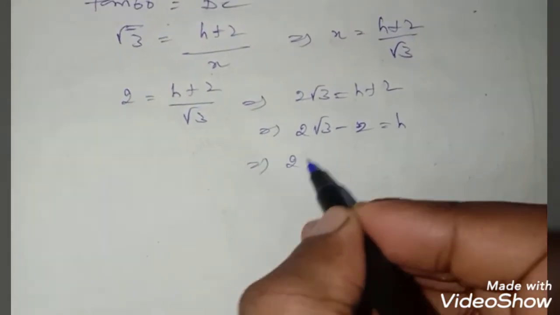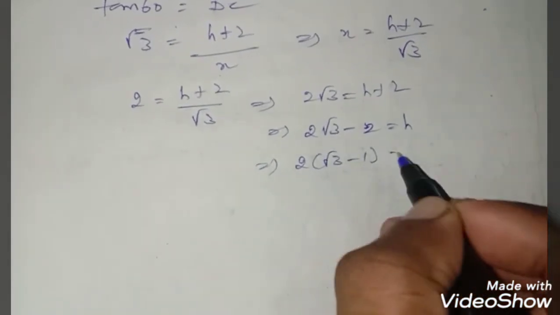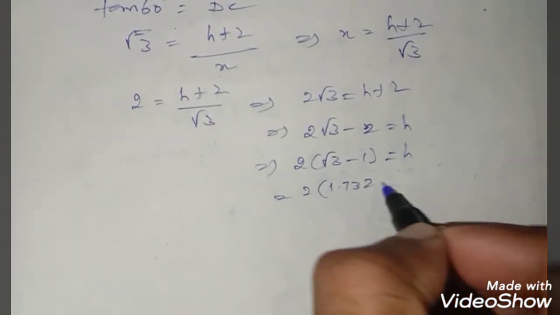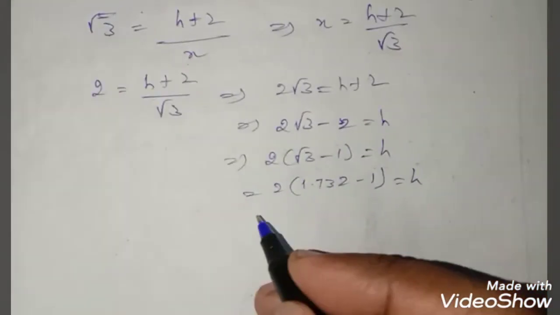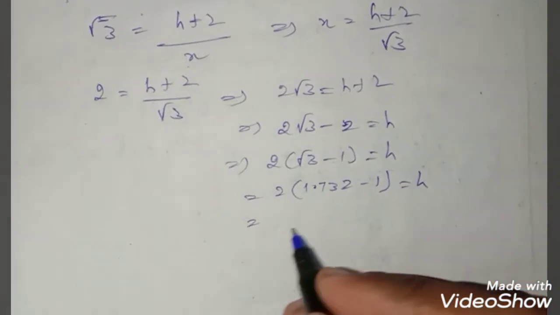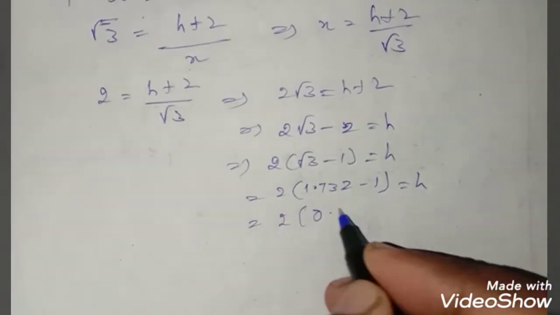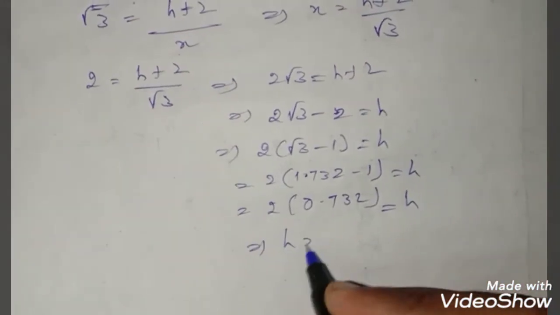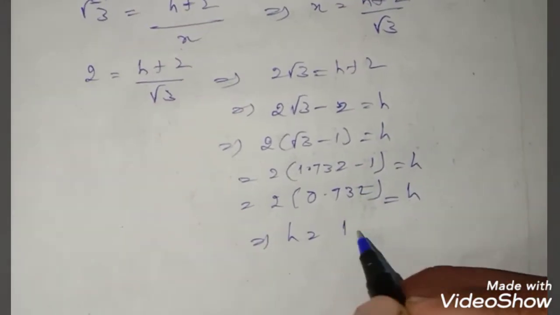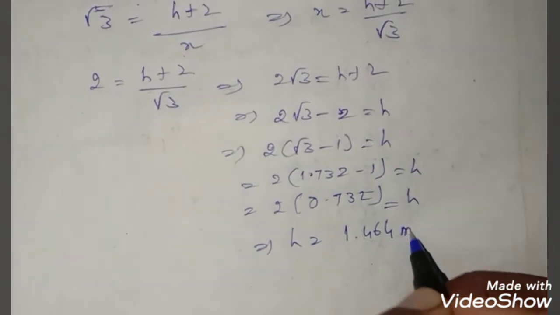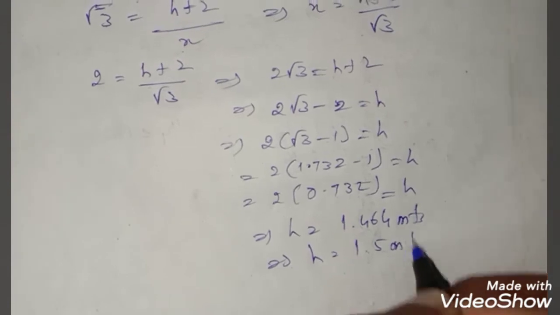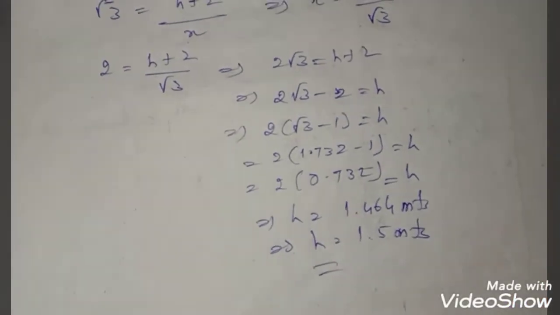Now if I take 2 common, you will get (root 3 minus 1) is equal to h, where root 3 is nothing but 1.732. So 1.732 minus 1 is 0.732. So h is equal to, multiply this 2 inside, you will get 1.464 meters. So approximately we can say height is equal to 1.5 meters, right?